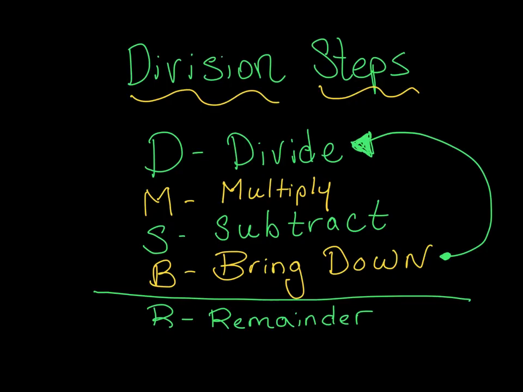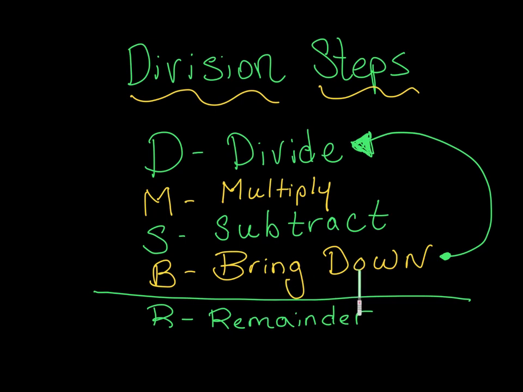So the steps that we're used to using is the following. We've got Dad, who basically tells us that we have to divide. We have M, Mom. She tells us to multiply. Sister, the S, stands for subtract. B is brother, bringing down the next number.